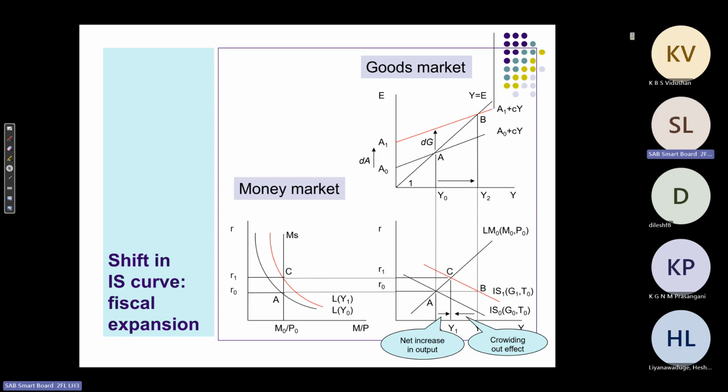So the net effect of the expansionary fiscal policy action, raising government expenditure, is that income level increases from Y0 to Y1 and the interest rate increases from R0 to R1. So far the price level is constant. But we know that due to a rise in government expenditure there will be an impact on prices as well, but this model does not recognize that. So far we assume the price level is constant. So that is the explanation.